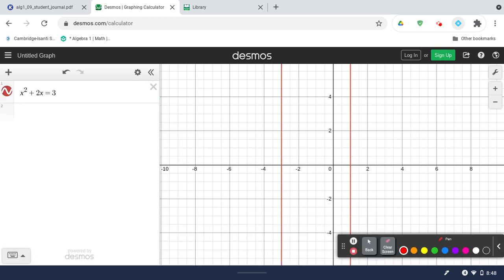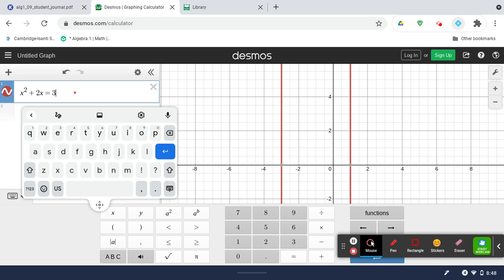This x squared plus 2x equal to 3. You want to move everything over to one side. You're going to subtract your 3 over here. You want to equal to 0. x squared plus 2x minus 3 here is what you want. Otherwise, the graph is not going to be quite right.